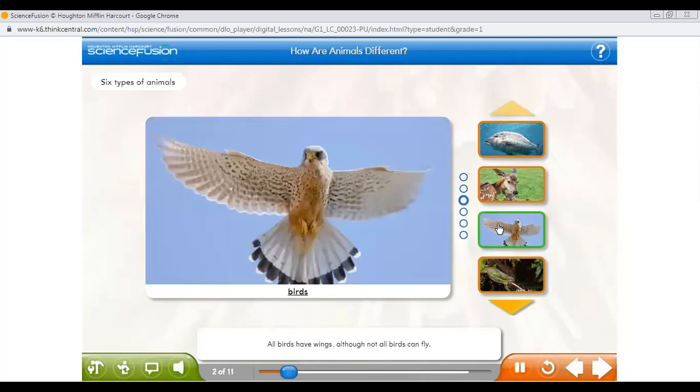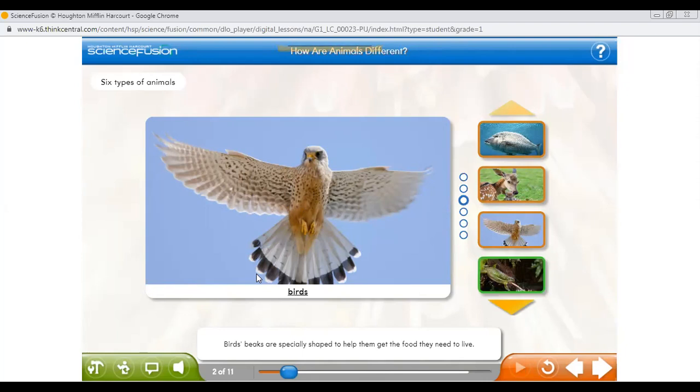All birds have wings, although not all birds can fly. Birds have feathers. Birds' beaks are specially shaped to help them get the food they need to live. So one more group of animal we have is the bird. You can see here this bird has white feathers and also black. So it is the feather, and also they have wings so that they can fly. So all the birds, they have feathers and they have wings.